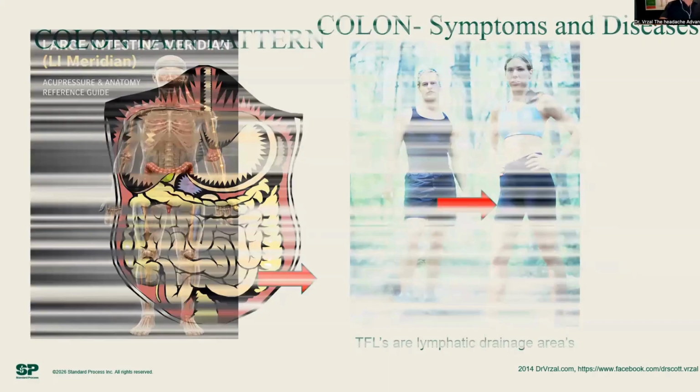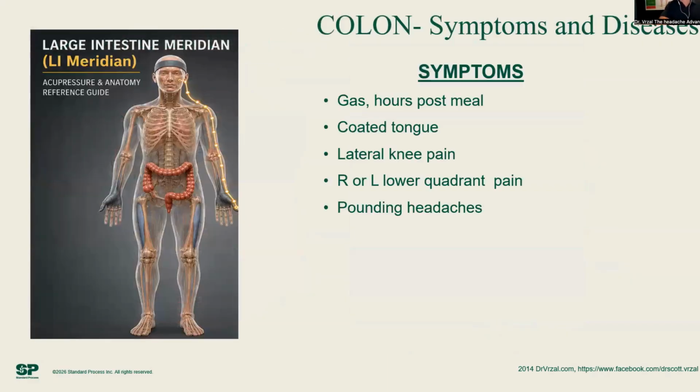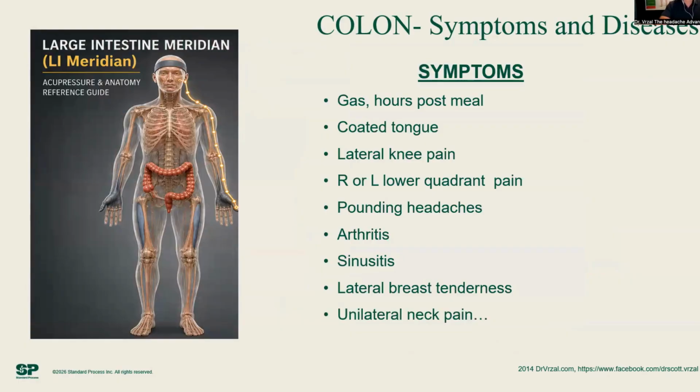So again, some of the symptoms: gas hours post meal. Transit time should be 20 hours plus or minus 4. So figure at minimum 16 hours, maximum 24 hours before you see the corn again. Ponder that for a second. I'm not a fan of corn, but it's a good way to track transit time.